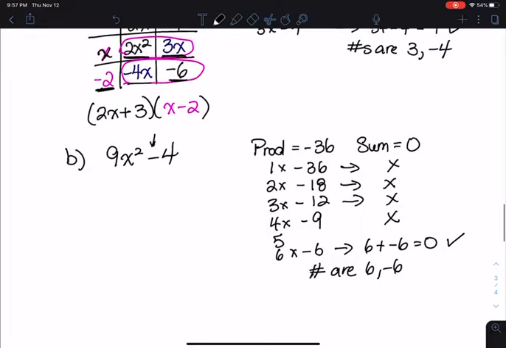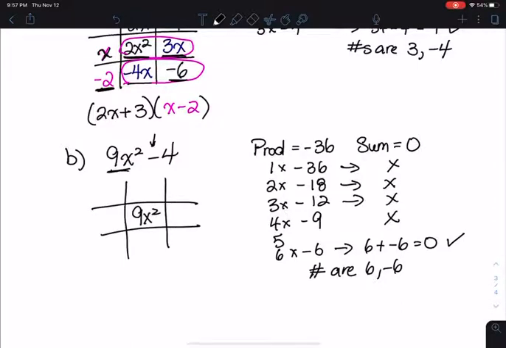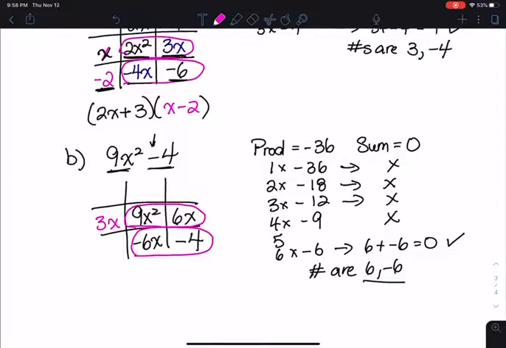So we're going to make our chart. First term goes in the middle, 9x squared. Last term goes in the bottom corner. The numbers go on the diagonal, 6x and negative 6x. Then I'm going to common factor my row. So common factor of 9x squared and 6x is 3x. Common factor of negative 6x and negative 4 is negative 2.